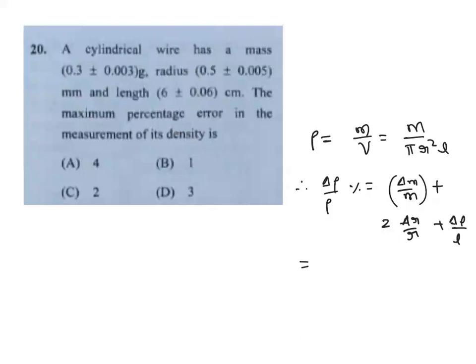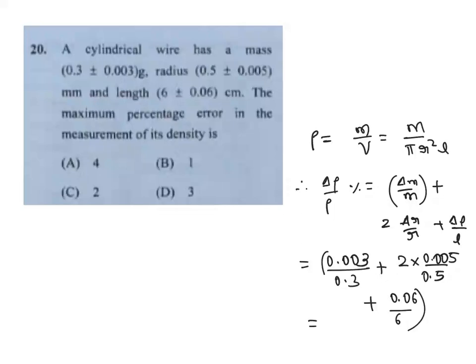So that is equal to 0.003 divided by 0.3 plus 2 times 0.005 divided by 0.5, plus L is given as how much? It is 0.06 divided by 6. Suppose you simplify this and convert it into percentage by multiplying by 100%, you will get something like 4%. Option A is the right answer for this question.